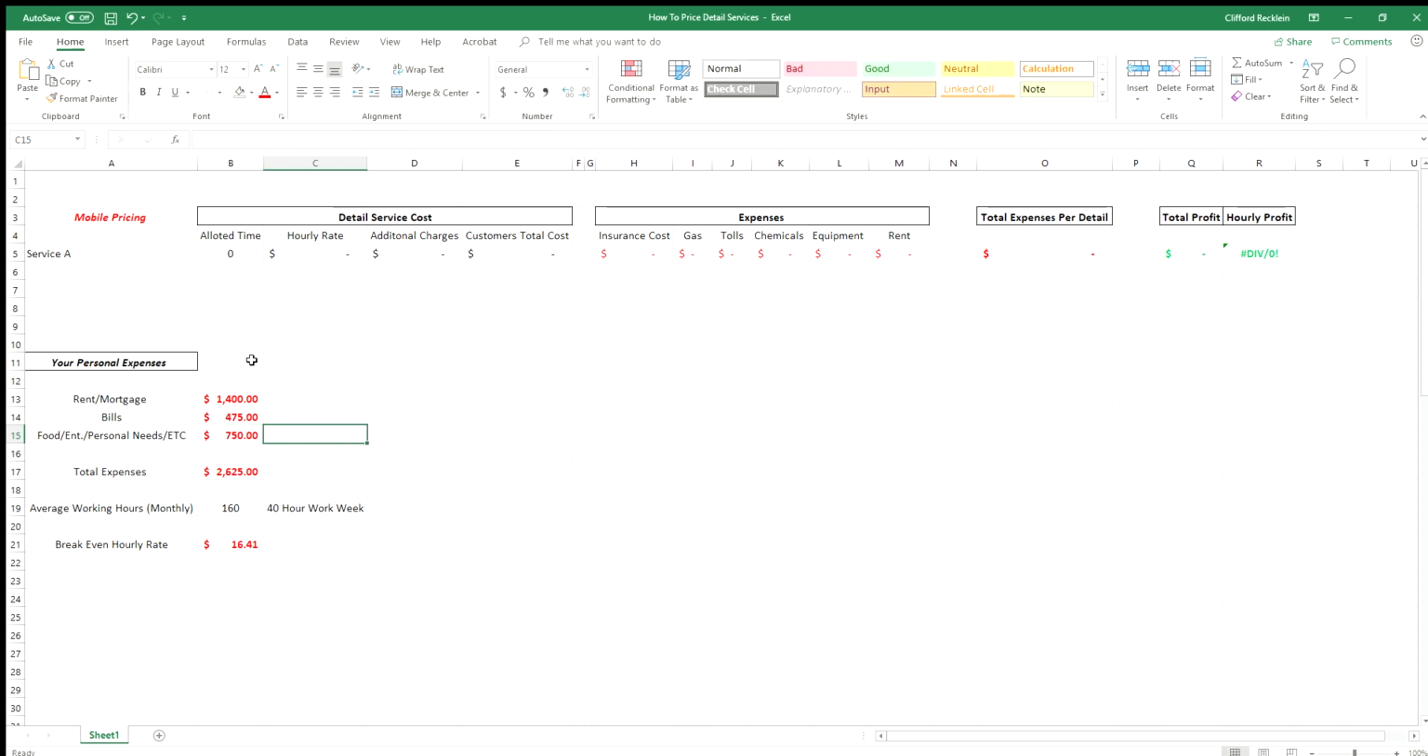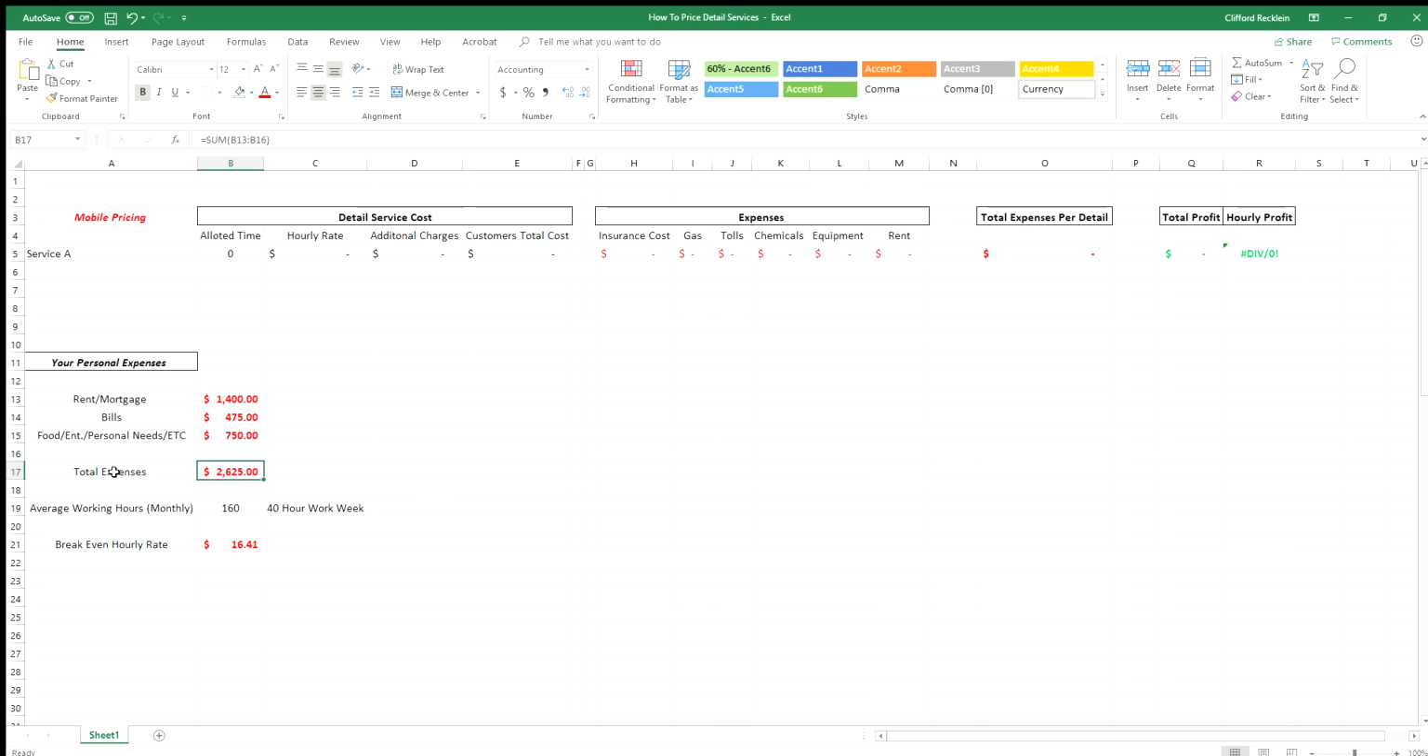I know this is probably either very similar or way different than your own. But like I said, you can always plug in your own numbers to figure out what your total expenses are. So for this example, you're going to notice these total expenses come out to $2,625, and all that is $1,400 plus $475 plus $750, which equates to $2,625.